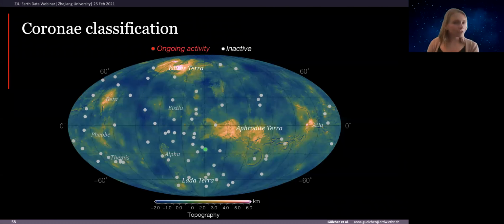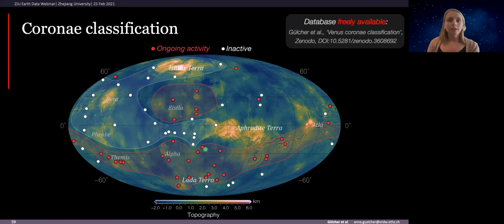We did such an analysis individually for over 100 corona, which was quite time consuming, but it led to the following outcome. We identified 37 corona that express structures consistent with ongoing plume activity, and they are shown here as the red dots. Most of these corona are clustered in the Themis region and the Laterra region, and some of them are also here in the northern hemisphere or along the southern margin of the Aphrodite Terra.